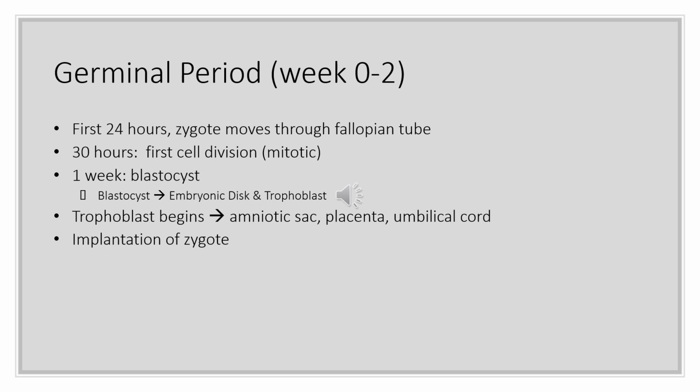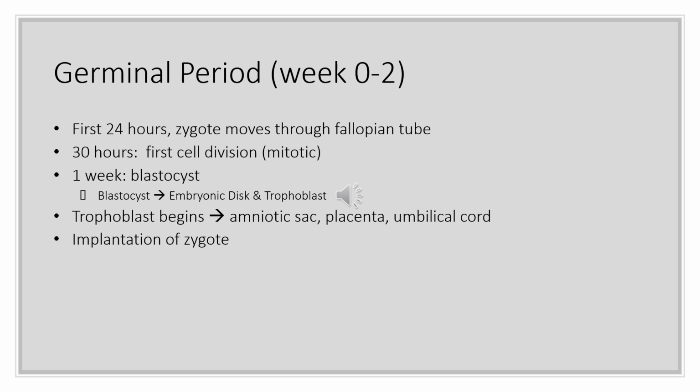And that blastocyst is going to begin to differentiate itself into the embryonic disc, which is going to become the embryo or the baby in the next phase of prenatal development. And then the second part is the trophoblast, which basically becomes the house for the baby. And so the trophoblast begins differentiating into the amniotic sac, the placenta, and the umbilical cord.